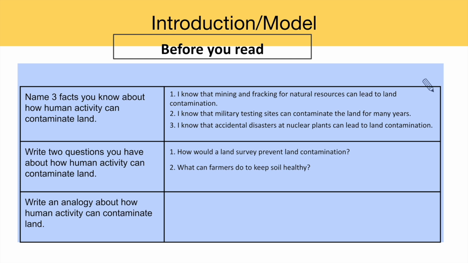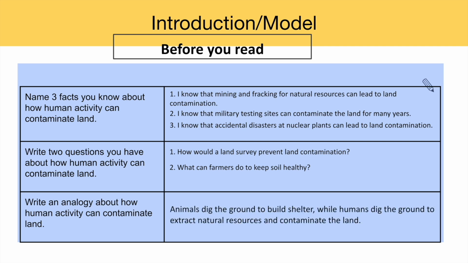And finally, I'm going to write an analogy about how human activity can contaminate land. Animals dig the ground to build shelters, while humans dig the ground to extract natural resources and contaminate the land.